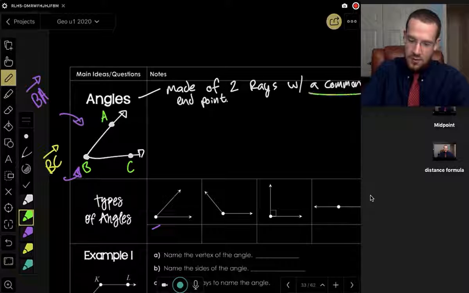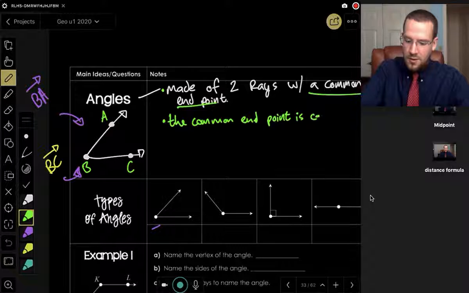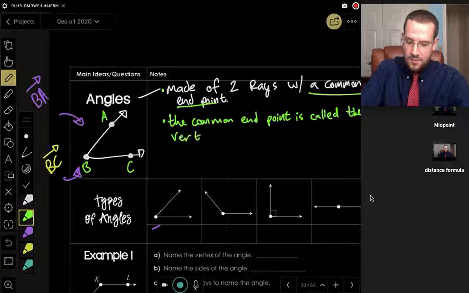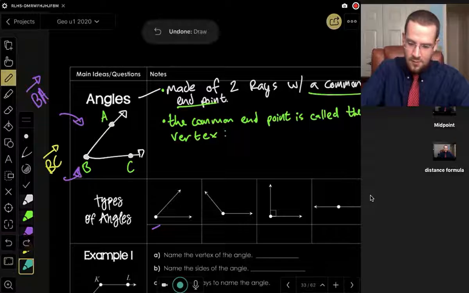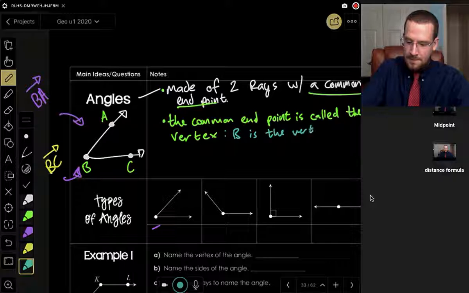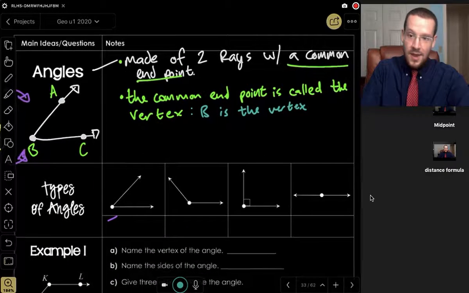I said they have a common endpoint, so I'm going to underline that in green, with a common endpoint. The common endpoint is called the vertex. So B is the vertex. Vertex, VERTEX. B here is our vertex.